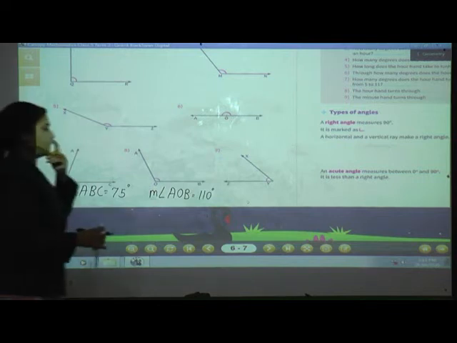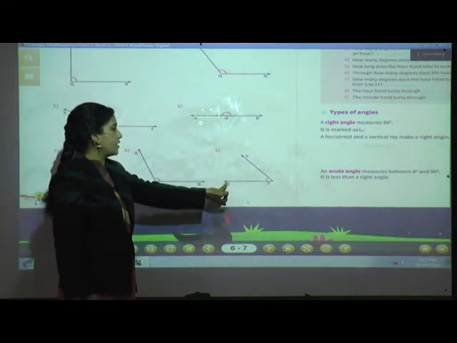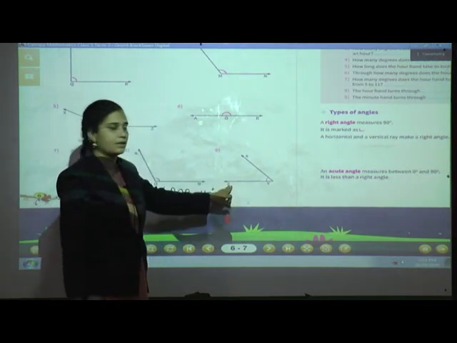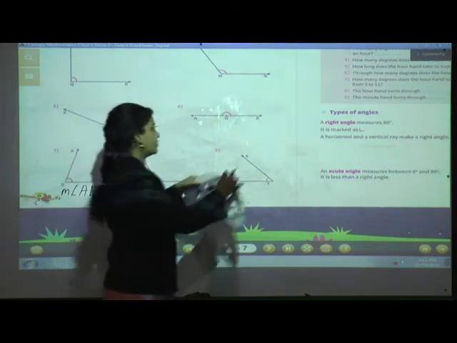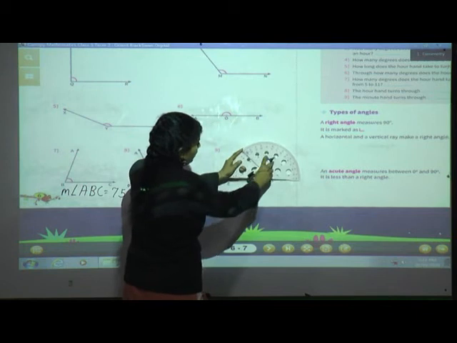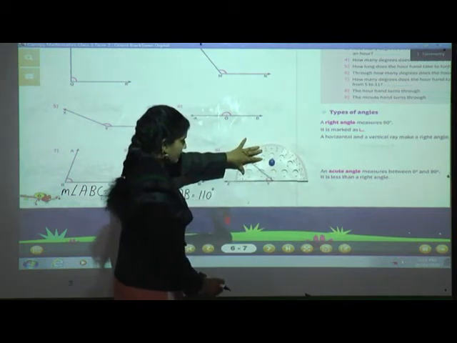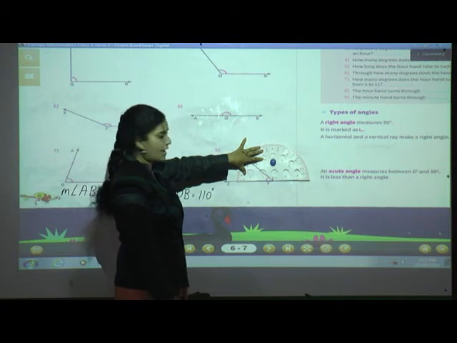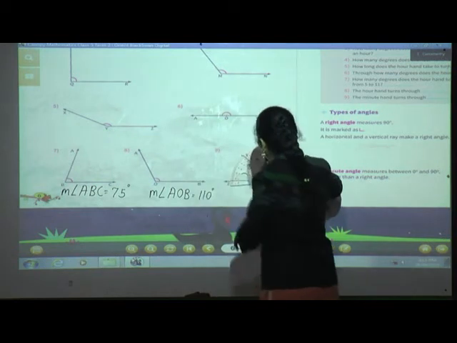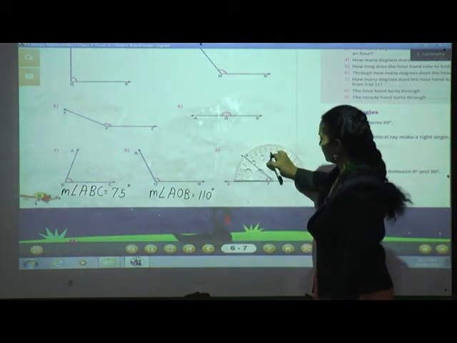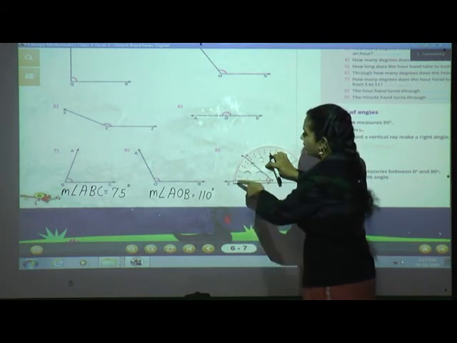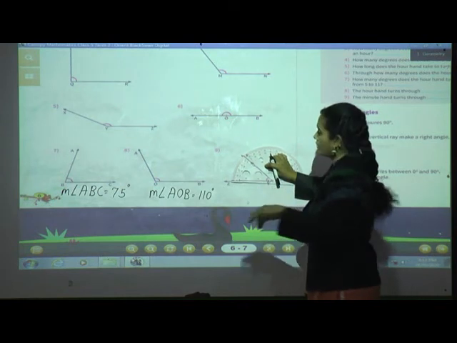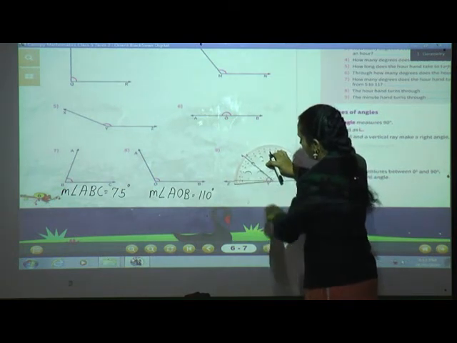Now the last angle, XYZ. Here students, ray YZ is on the left side, so this arrow is on the left side. Take your protractor and keep it on ray YZ. Here is vertex Y. The center should be on the vertex. Here the arrow is on the left side, so you should measure it by outer scale. Which one? Outer scale. So take the measurement.